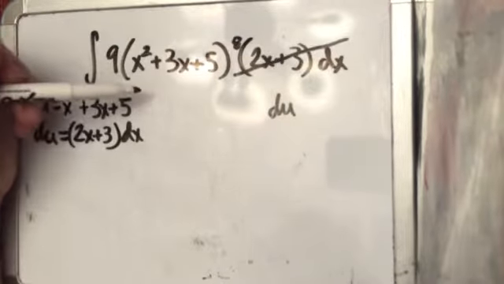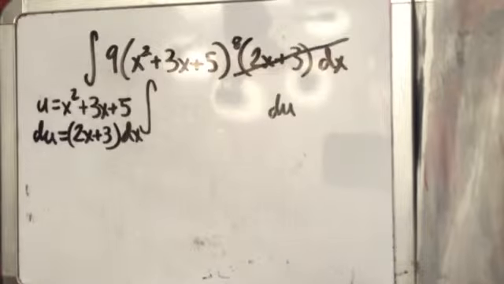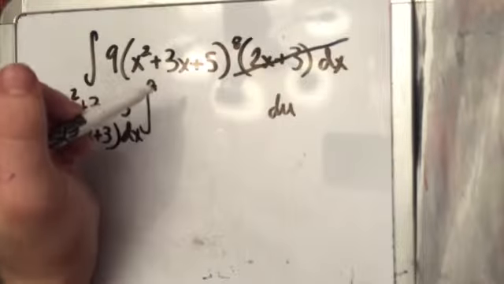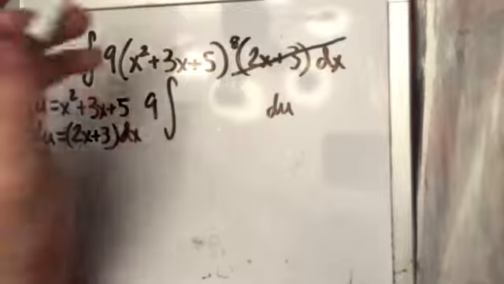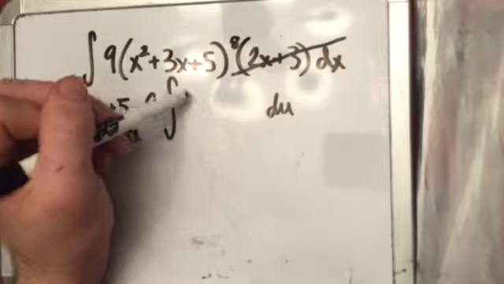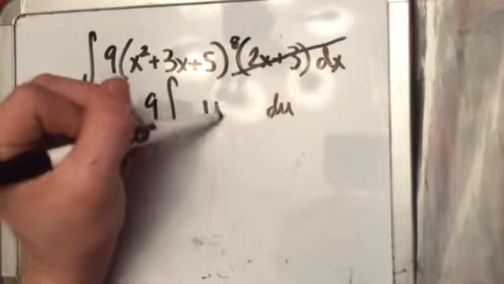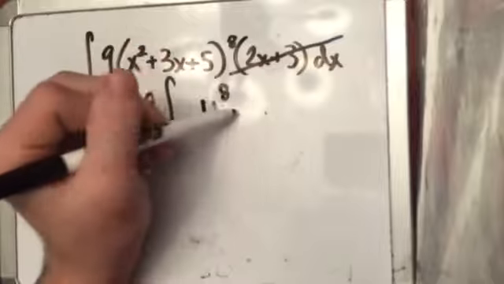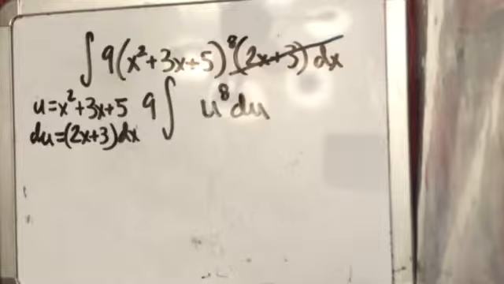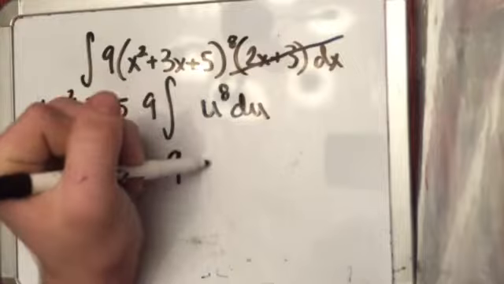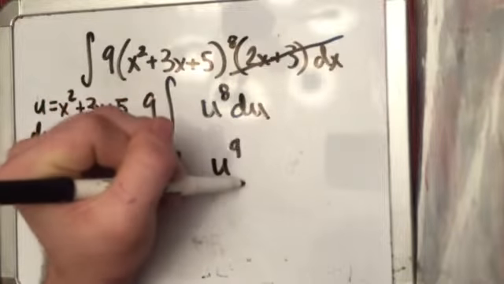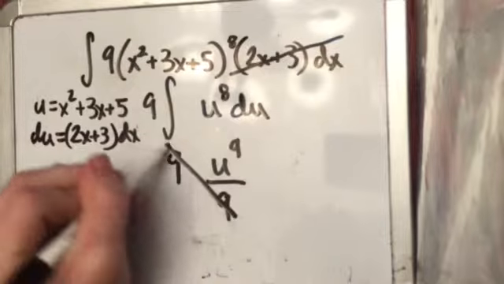When we're rewriting the integral itself, we've already found u and du. So now we can rewrite this. Oh yeah, we also need to take 9 as a constant outside of the integral. So 9 times the integral of u to the 8th du. That was a pretty quick substitution. When we integrate this, we'll have 9 times the integral of u to the 8th, which is u to the 9th over 9. So the 9 cancels out.